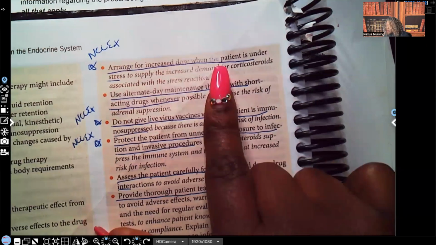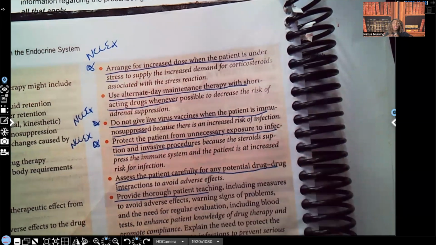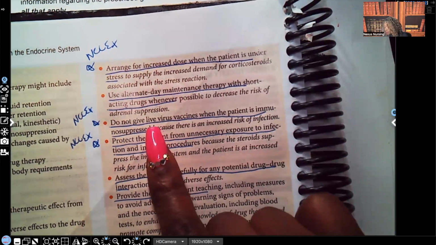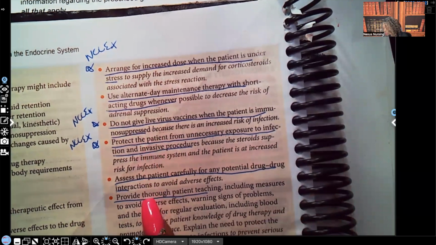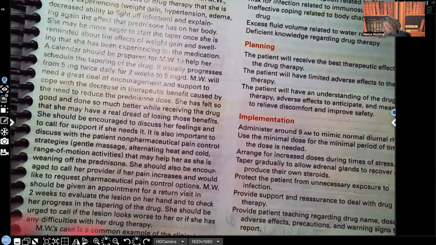Arrange for increased dose when the patient's under stress. I put NCLEX next to that. NCLEX expects you to know it. Make sure you guys understand it. Think about it. These steroids help you fight or flight any type of stress, whether it's physical stress, such as being sick, or psychological stress. I talked about all this other stuff in part 1.